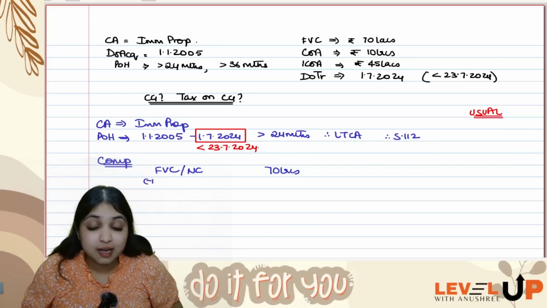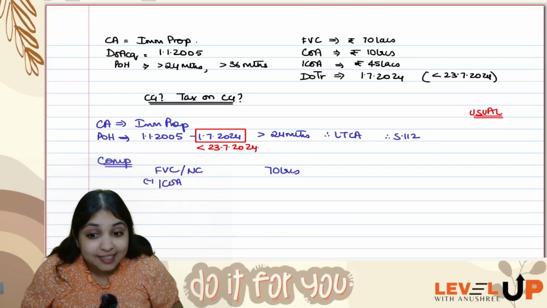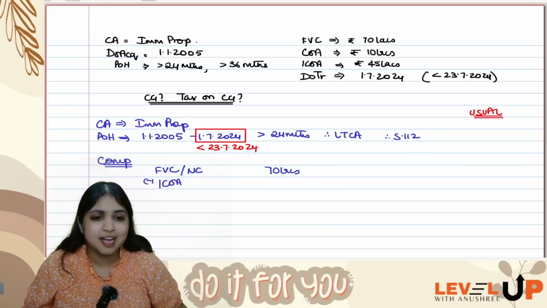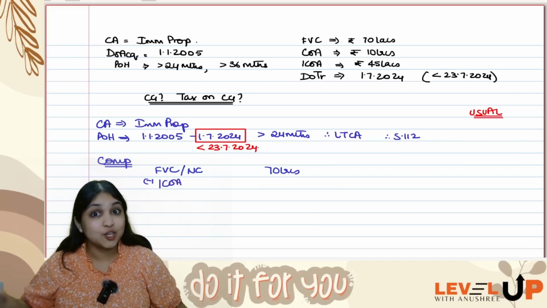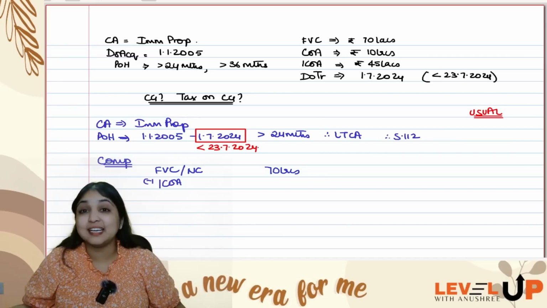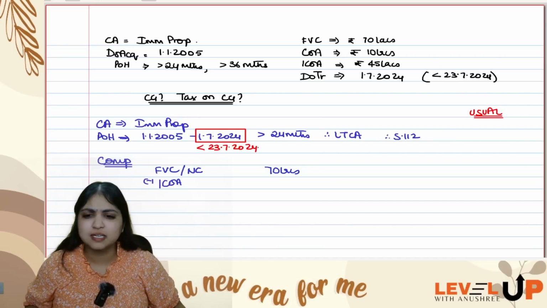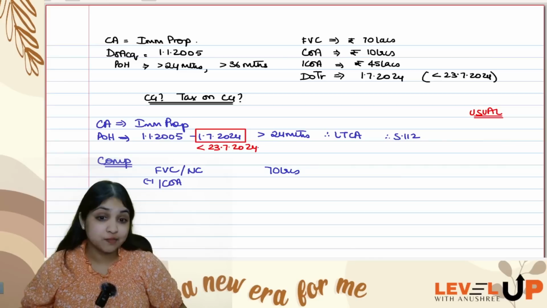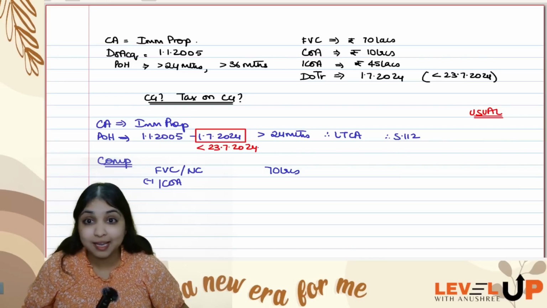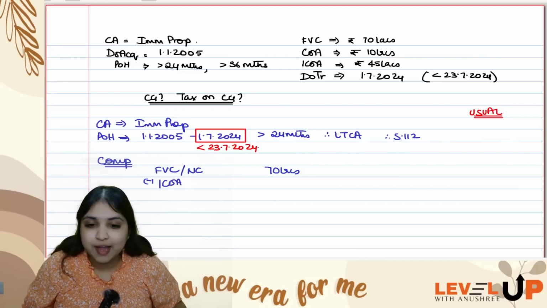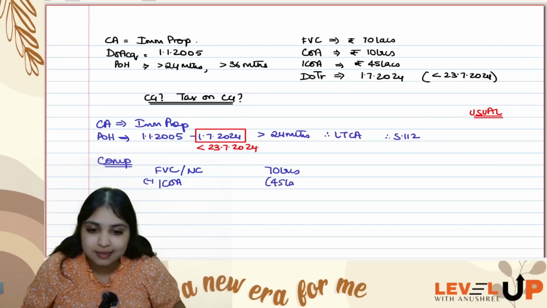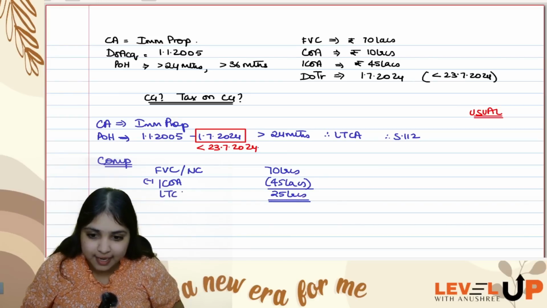So from this, I will index the cost of acquisition because it is 112. It is not 112A. It is not a depreciable asset. It is not a slump sale. It is not bonds and debentures. So I will index the cost of acquisition. Come on, it is long term, I can index. So the indexed cost of acquisition is 45 lakhs. So what is my net number, guys? 25 lakhs. This is going to be my LTCG.